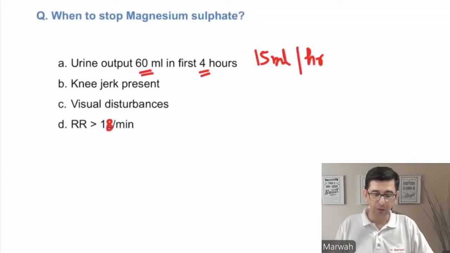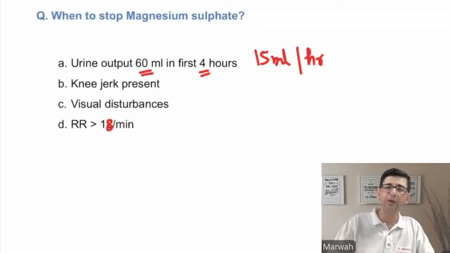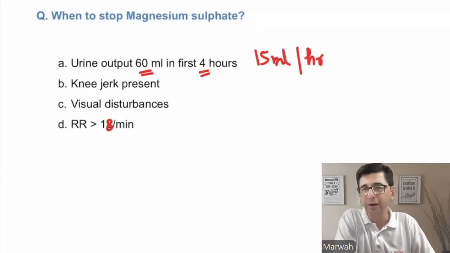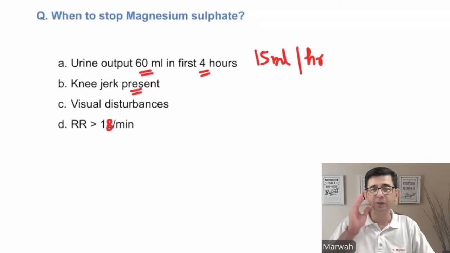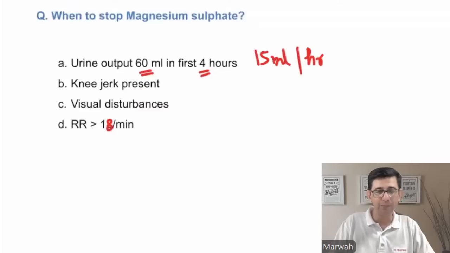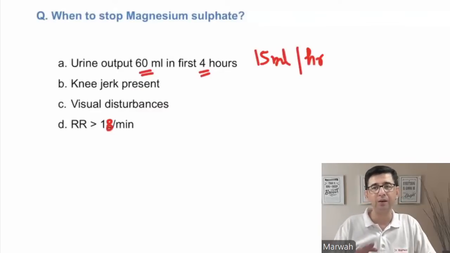Okay, doc, 14 or 18 doesn't matter. It's not respiratory depression. Suppose the respiratory rate was going to less than 12, less than 10, then you would have to consider that. Knee jerk is present, doctor. I think knee jerk is present, sir. Otherwise I would have marked it as B only. If knee jerk was absent, I would have marked B. My first response was that knee jerk is absent, but I don't think so.